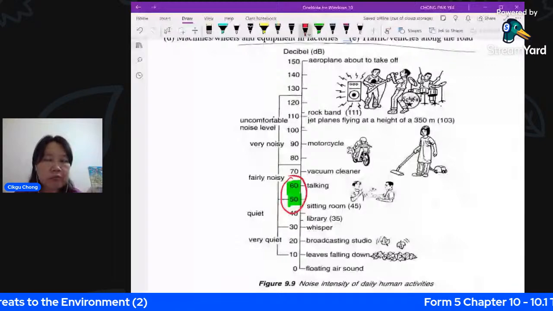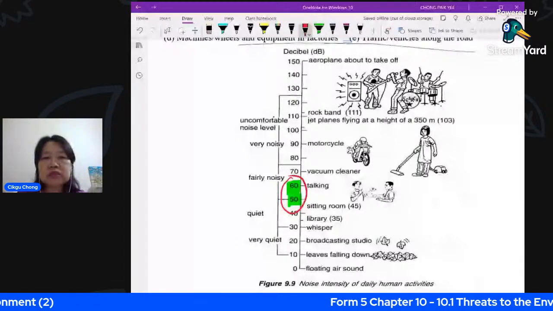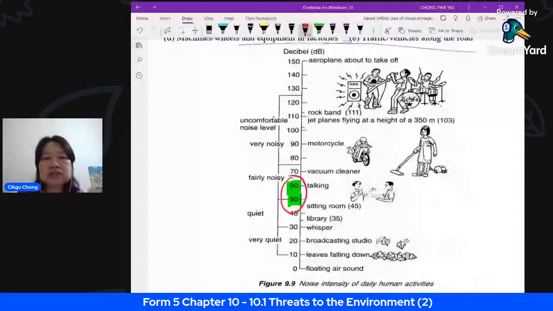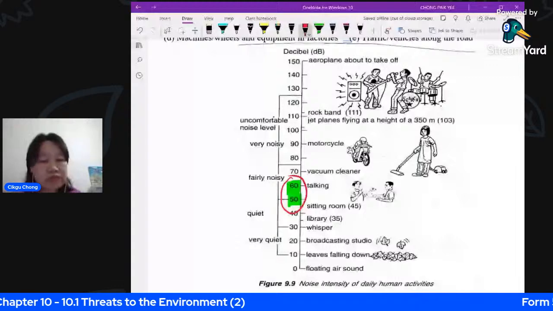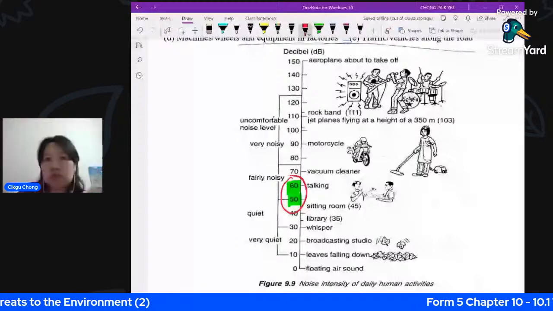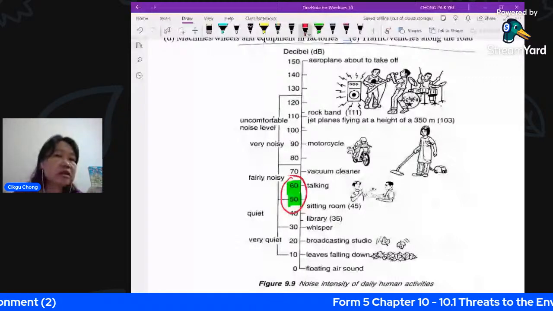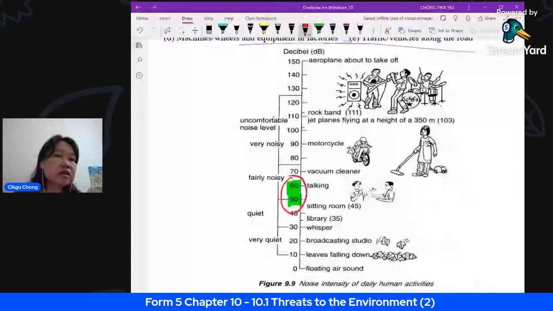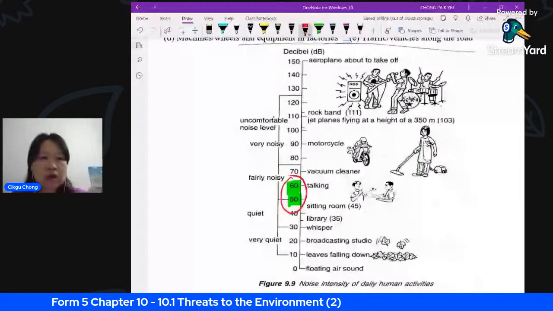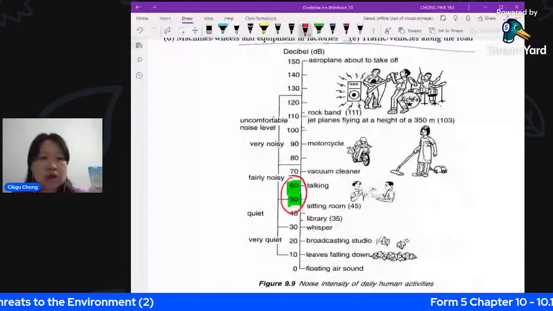And of course, the worst is loss of hearing, deafness. Sometimes it could be gradual. In fact, it is always gradual. Over time, you will find that your sense of hearing is not so sensitive. Where are the sources of noise pollution? Where do you get all this noise? Usually aircraft, jet planes taking off.